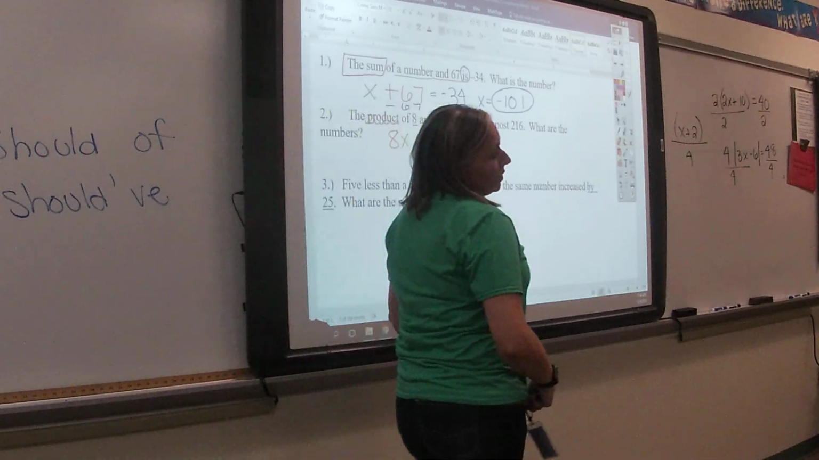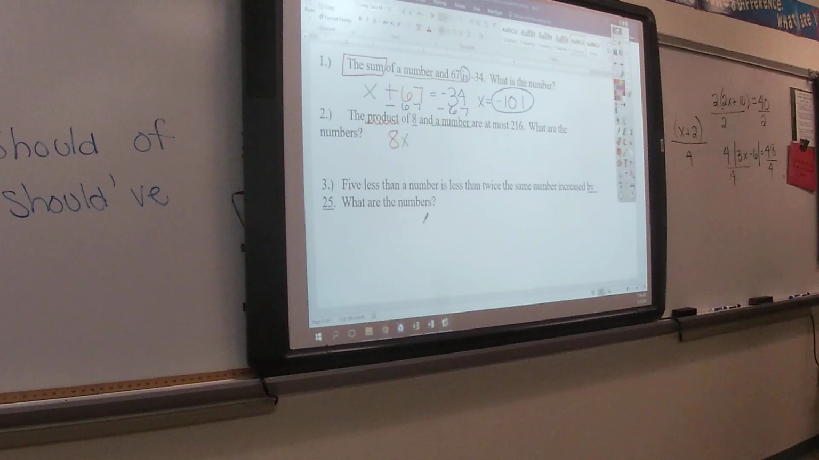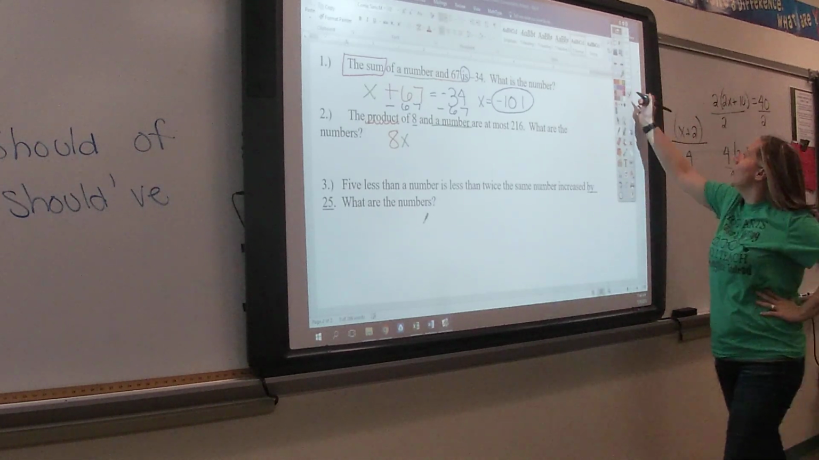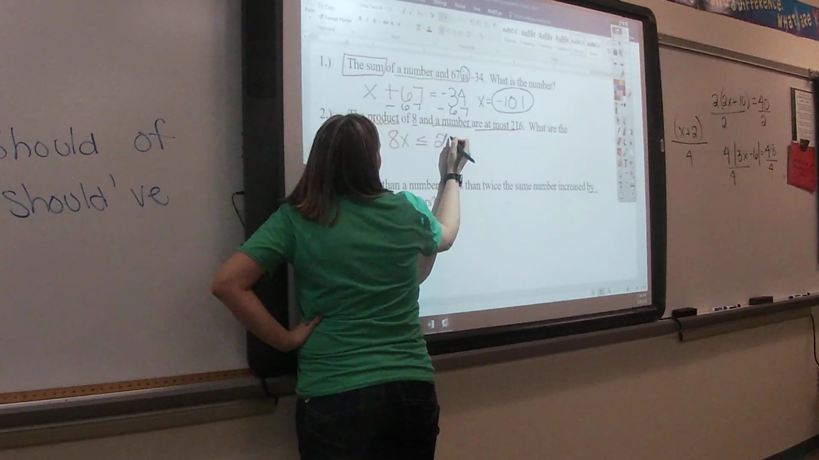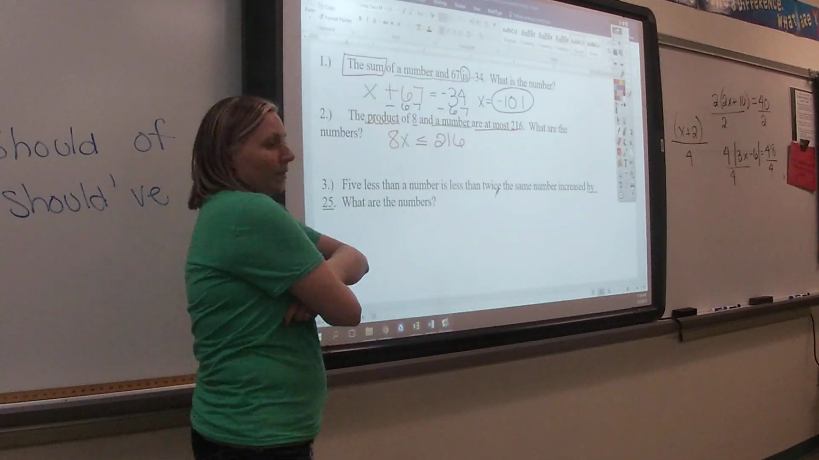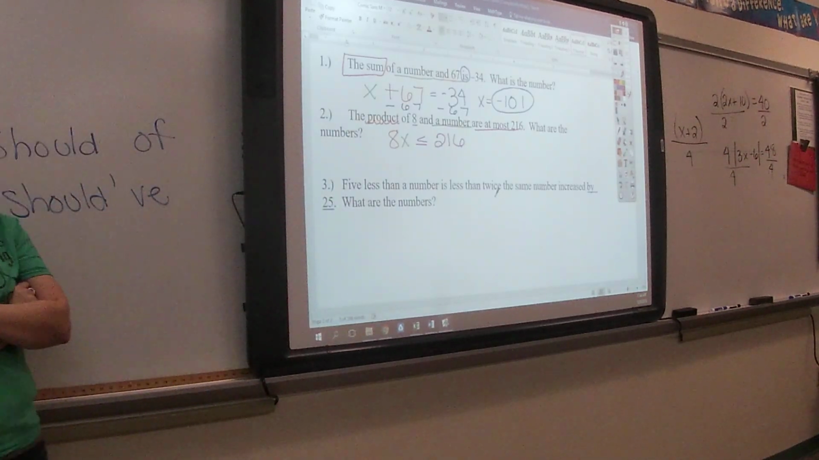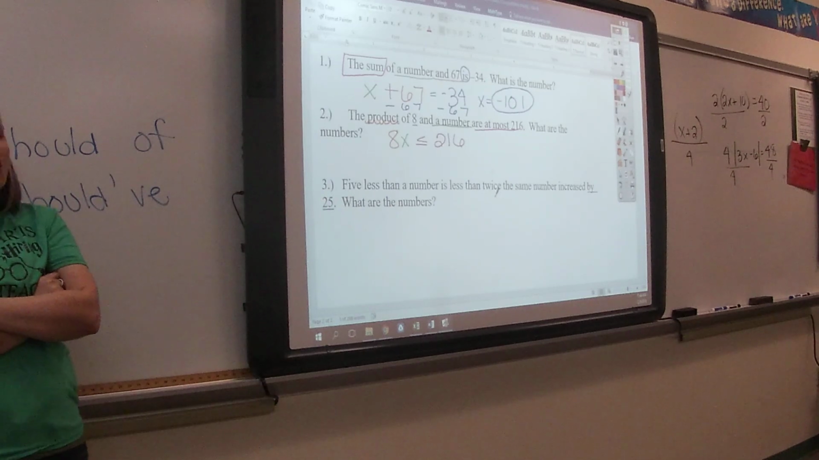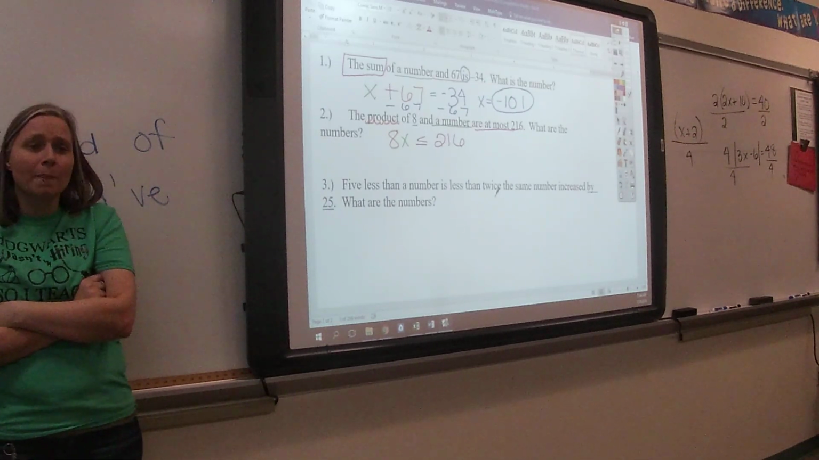Or at most. Oh, here's a weird vocabulary thing. This sounds weird to my students. At most, less than. So at most means what? Less than or equal to 216. And my students are like, Mrs. McKinney, this is a typo. What are the numbers? That is not a correct conjugation of our verb here. Why does this say what are the numbers instead of what is the number?